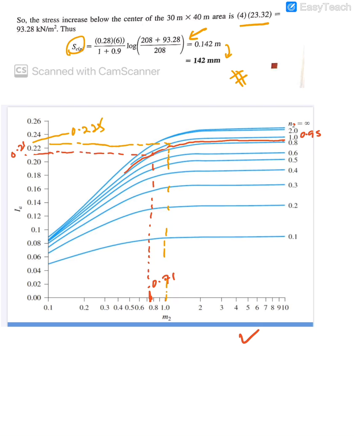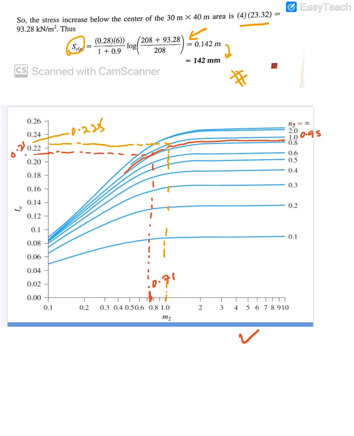So that solves example number 6. Okay, so now I finish the example for the topic foundation.